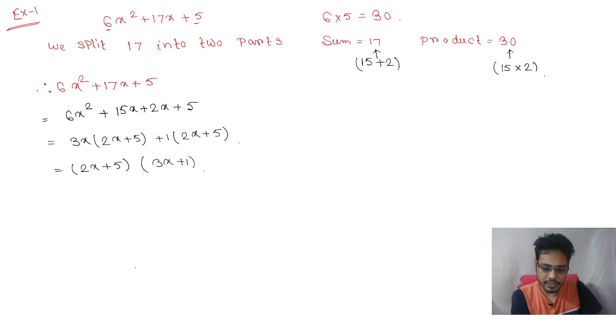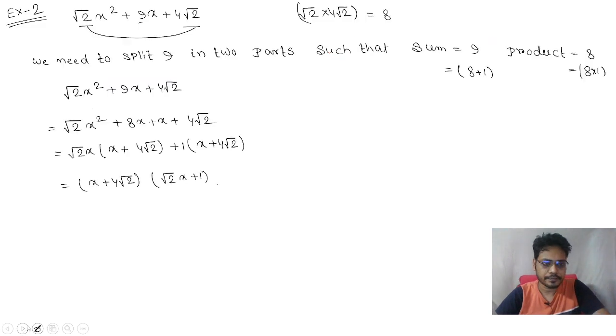Now here first multiply the constant with the coefficient of x square, that is 6 into 5, that is 30. Now here you have to split this middle term 17 into two parts, such that the sum will be 17 and the product will be 30. So how can we do this? Split into two parts, that is 15 and 2, which gives you 17, and 15 multiplied by 2 gives you 30. So here instead of 17x we can write 15x plus 2x. Now take 3x common, so it will be 2x plus 5, and take 1 common, 2x plus 5. 2x plus 5 is common, so 2x plus 5 into 3x plus 1.